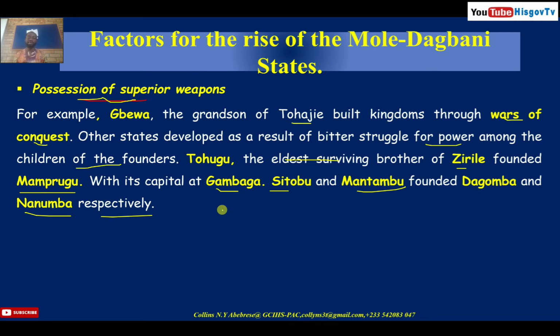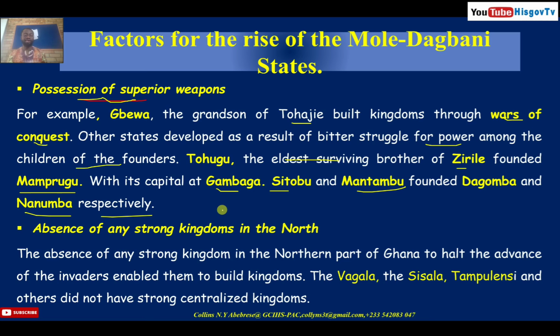And with these people, invaders coming in with cavalries and all of that, also helped them to rise. So they could easily conquer their neighbors quite easily. All right, as you can see, almost all the brothers founded the state because they possessed superior weapons. Now let's look at the next one.